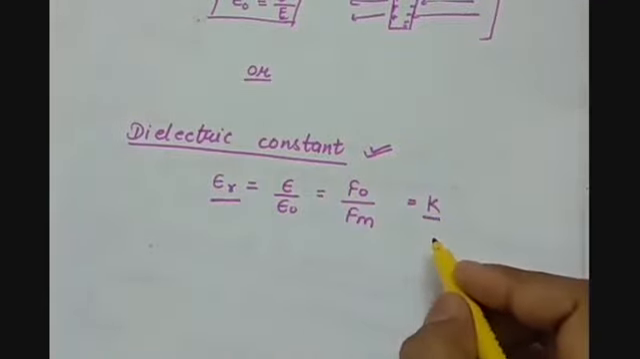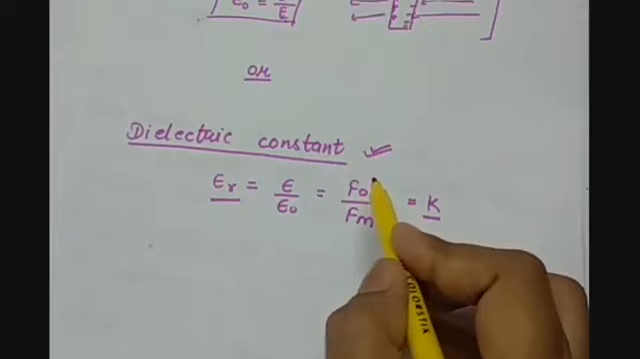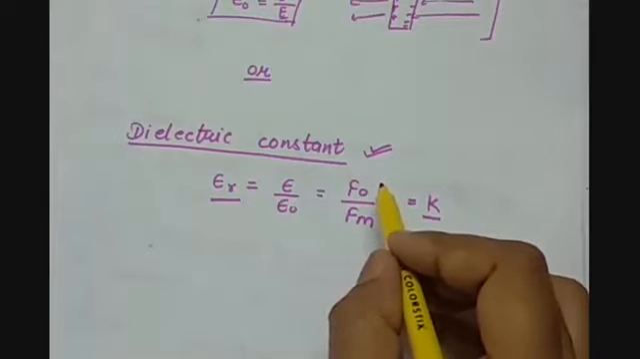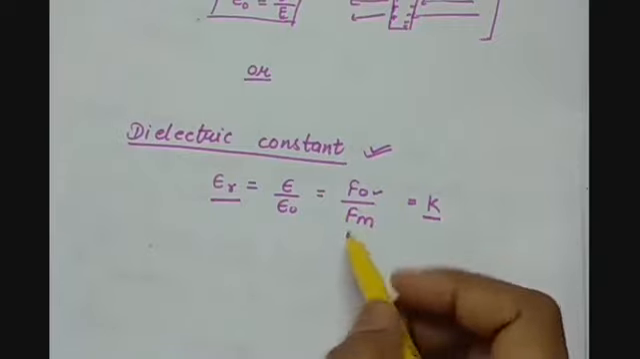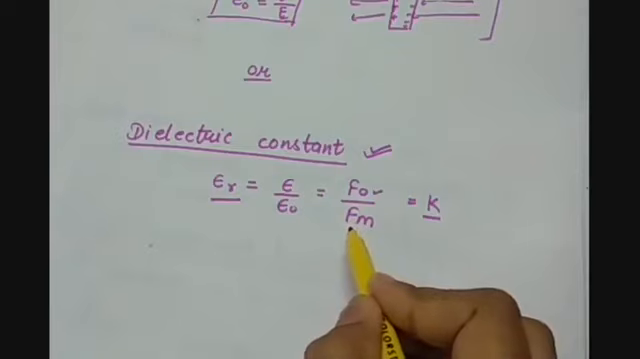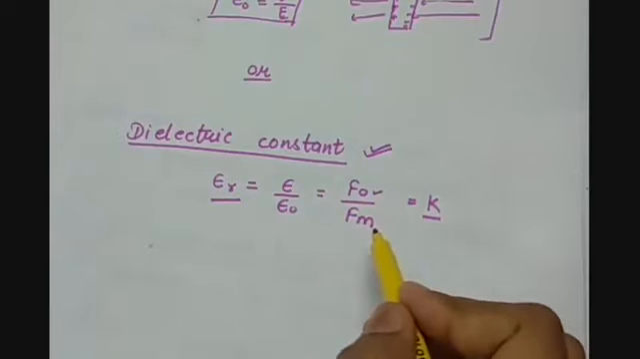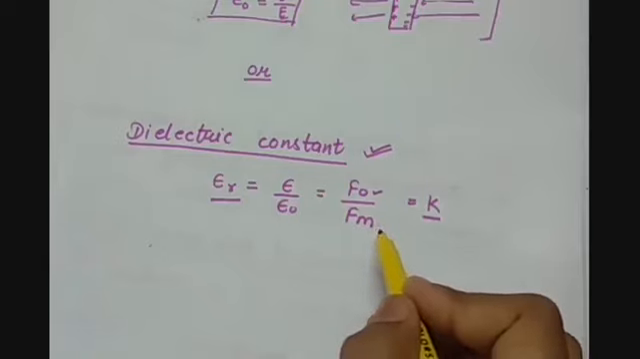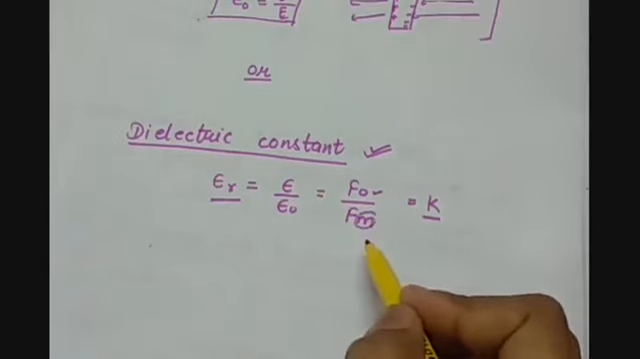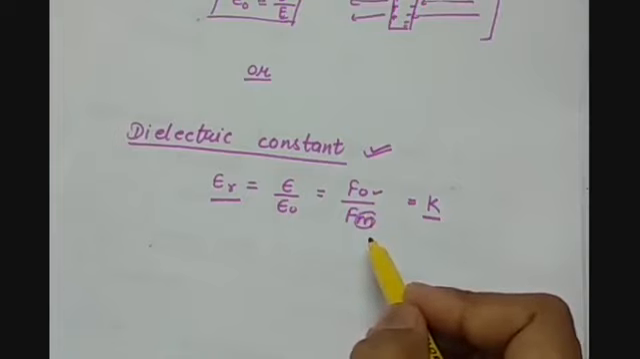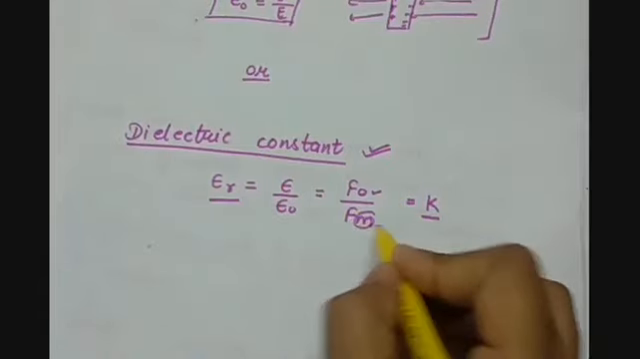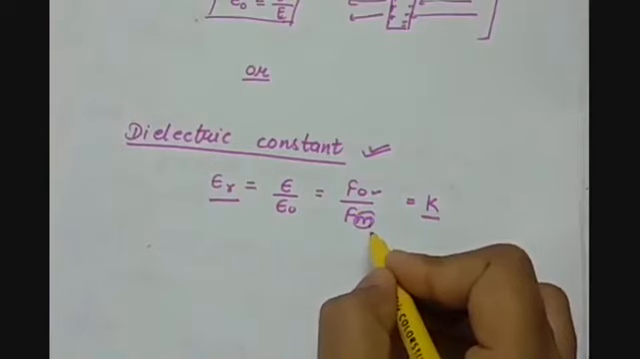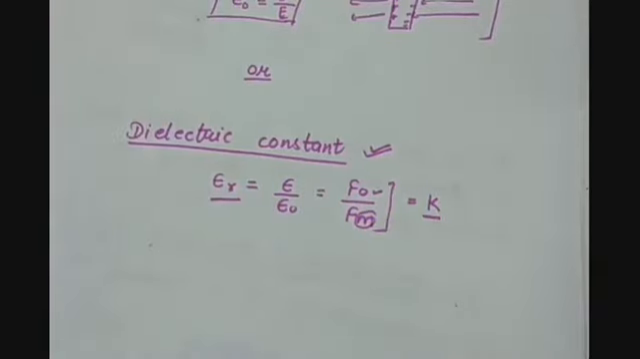So this constant can be defined as the ratio of the force of attraction or repulsion of 2 point charges separated by a distance in air, to the force of attraction or repulsion of the same 2 point charges held at the same distance apart in a medium. So the ratio of the force of attraction or repulsion between two point charges in vacuum to the force between the 2 point charges separated by a distance in a medium is called the dielectric constant.